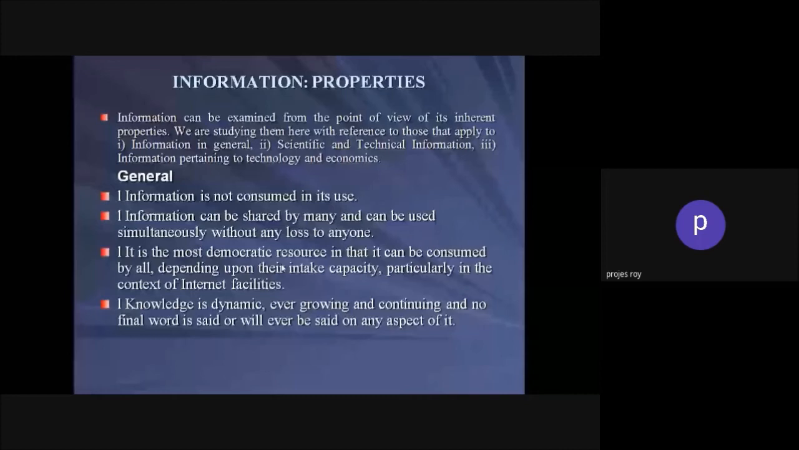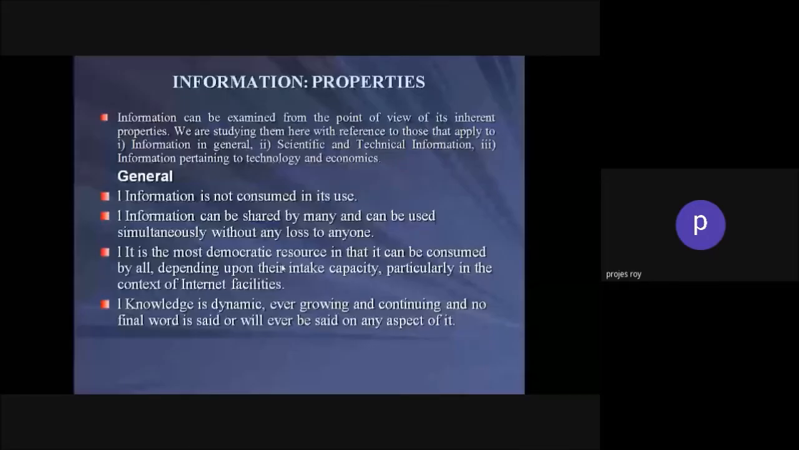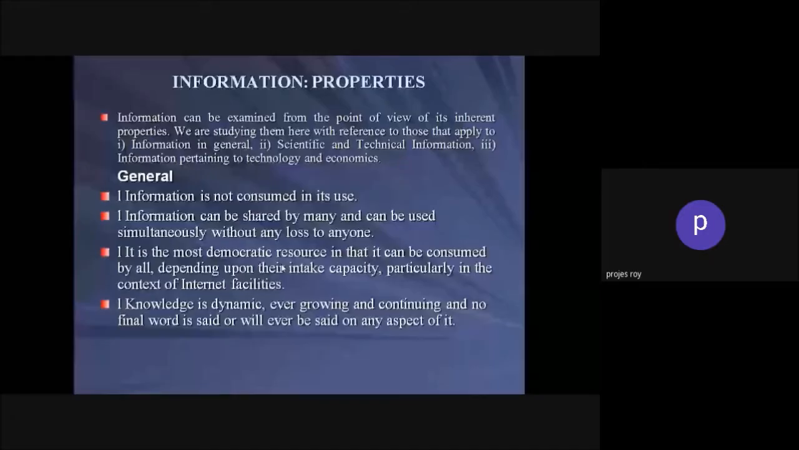In general, information is not consumed in its use. Information can be shared by many. So the first one you can understand: information is not consumed in its use. It can be used, it cannot be consumed, it cannot be swallowed. It can be used for the next refinement, new knowledge, new innovation. Whereas information can be shared by many and can be used simultaneously without any loss to anyone. The most important aspect of information is that everybody can use it without loss to anybody.